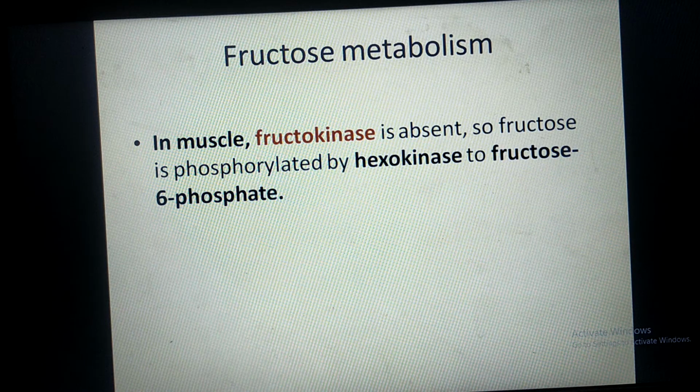Now, in the muscles, fructokinase is absent. Therefore, in the muscles, fructose is utilized with the help of the enzyme hexokinase, which converts the fructose into fructose 6-phosphate.